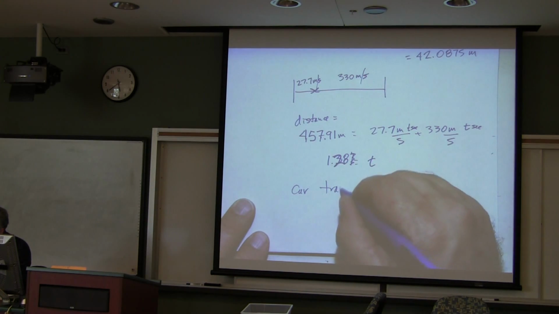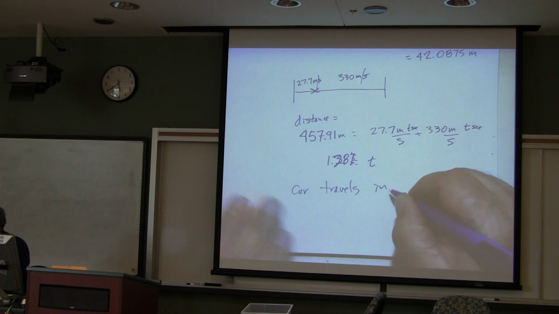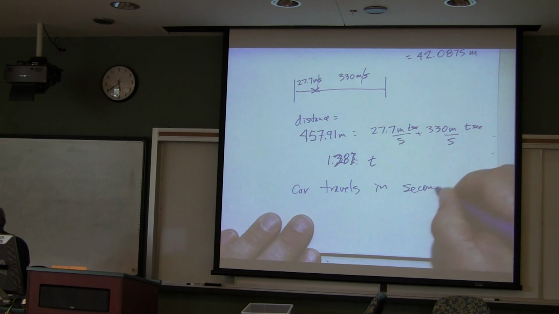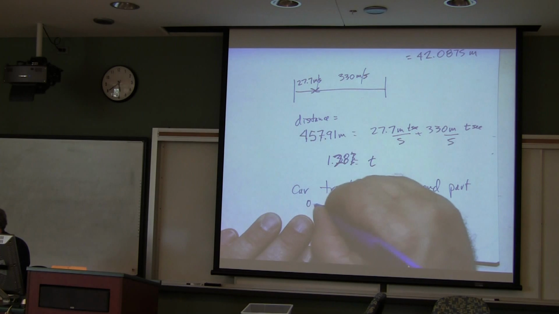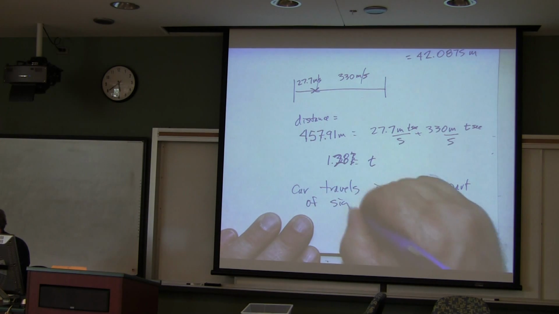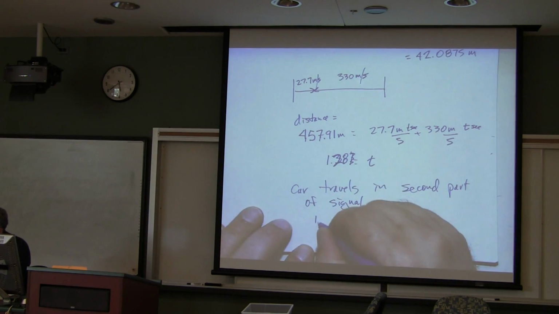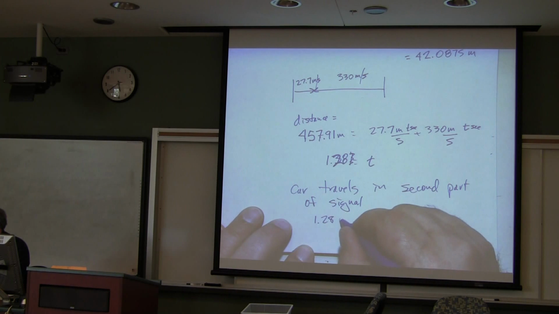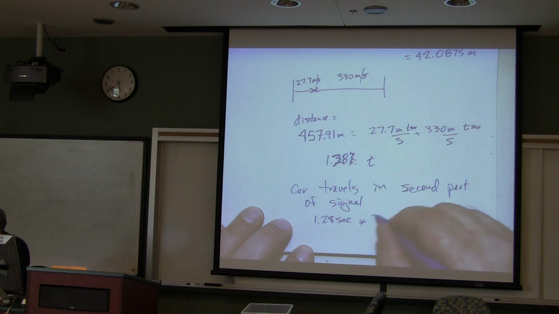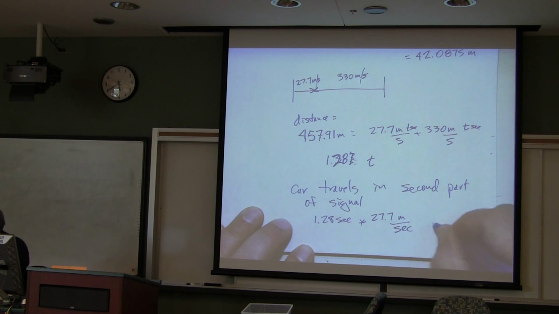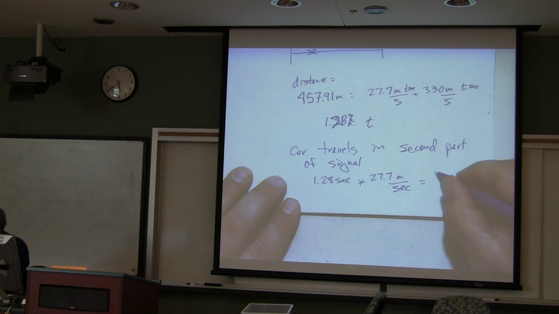And so the distance the car travels during the 1.28 seconds, times 27.7 meters per second, is equal to 35.46 meters.